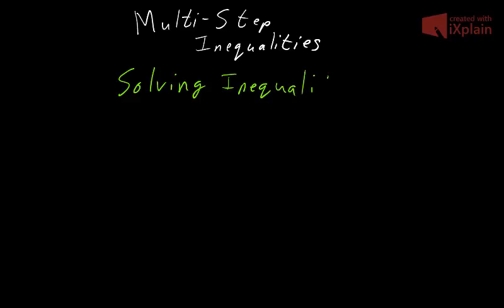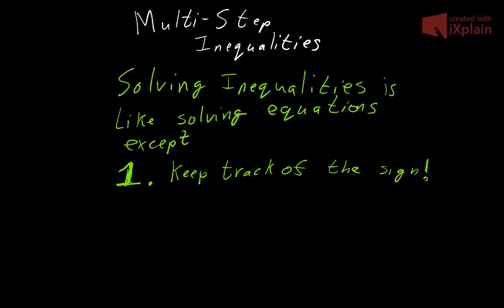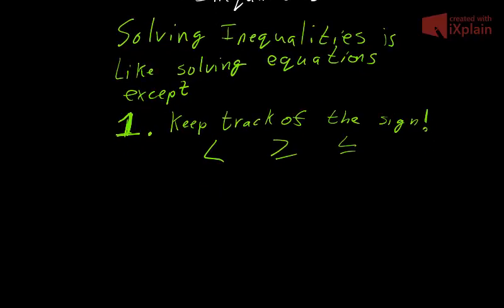is going to be exactly like solving equations, with a couple exceptions. So our first exception is we have to keep track of the pesky inequality sign. So we can't just kind of ignore this. For the equal sign, it's very simple because we know what it's going to be. For the inequalities, it's very, very important to keep track of which one of these signs we're using.